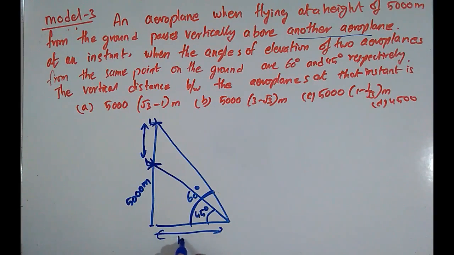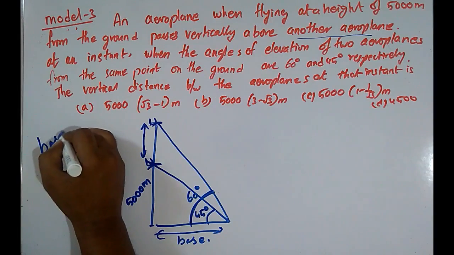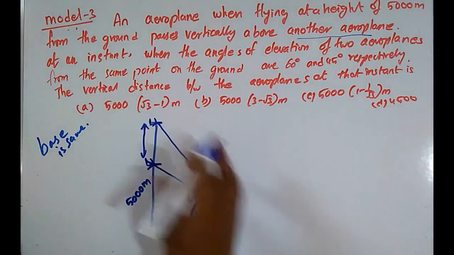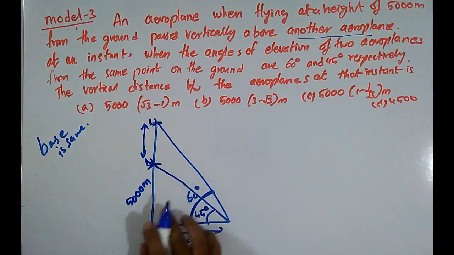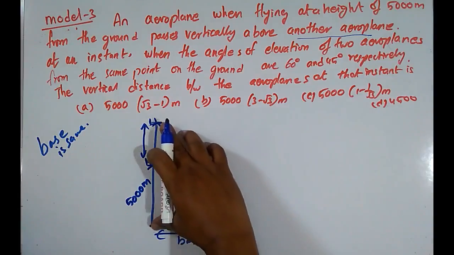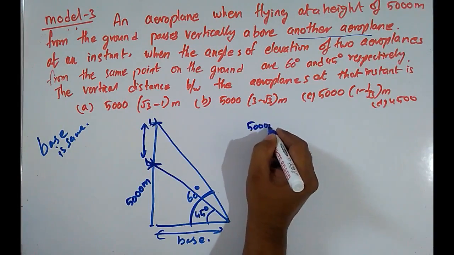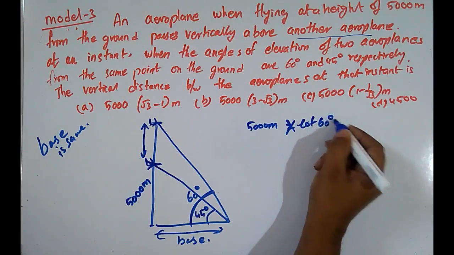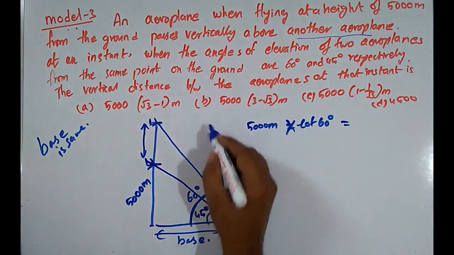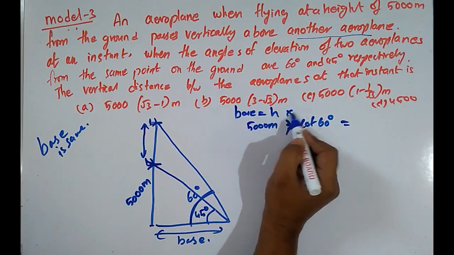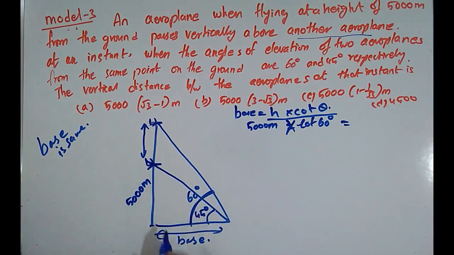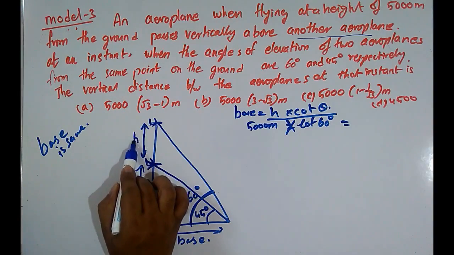Here the base is the same, so the trick to solve this kind of problems is that the base is the same, friends. We know the base. How to find the base? Base is given by height into cot theta. In the same way, base is same. So we will take the total height, that is 5000 meters, is equal to h into cot 60 degrees gives the base, friends. We all know that base is given by h into cot theta. So h into cot theta, we get 5000 into cot 60 degrees. And the secondary height, do we know this height? We don't know this height, friends. But if we take this as h, the difference between them is d.